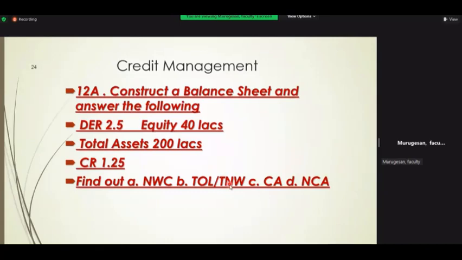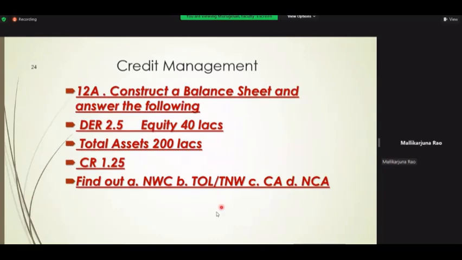Equity is 40. TNW is nothing but equity. Actually, this is tangible net worth. Now, intangibles are not there. So the entire 40 lakhs you can take. So 160 divided by 40. This is called solvency ratio. So, sir, 4 is the answer, sir. 4, okay. 160 divided by 40 is 4. Correct. I have made a mistake. You are alert. Wonderful. Thank you.